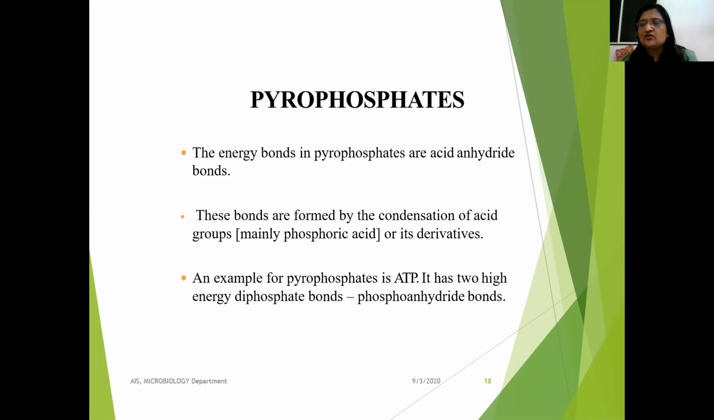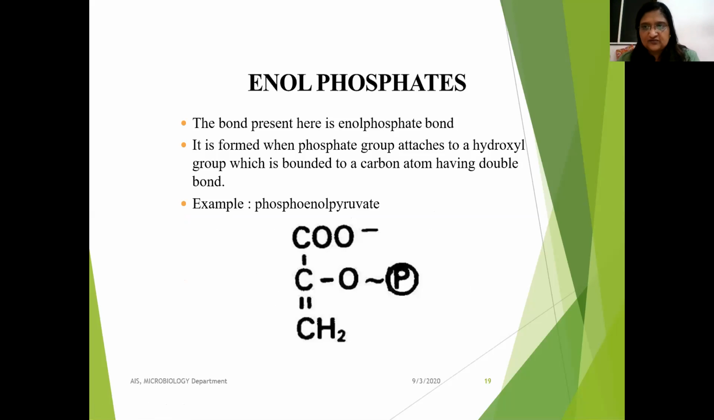Pyrophosphates: the energy bonds developed in pyrophosphates are acid anhydride bonds. These acid anhydride bonds are formed by the condensation of acid groups, mainly phosphoric acid or its derivatives. Examples of such pyrophosphates contain phosphoanhydride bonds. The majority example is ATP, and there are many other examples of these components also.